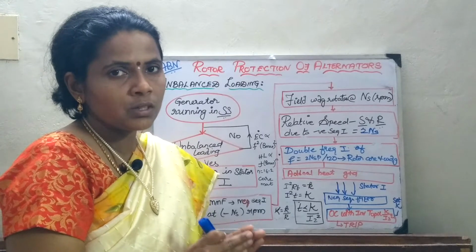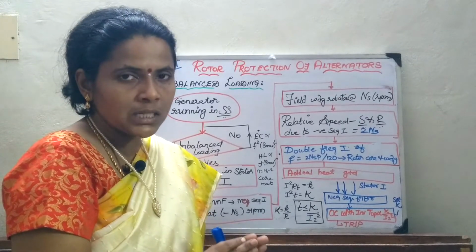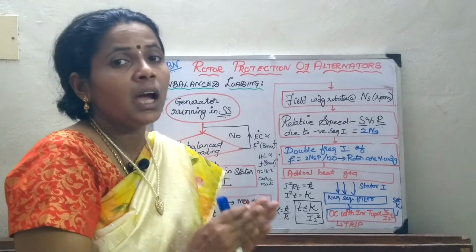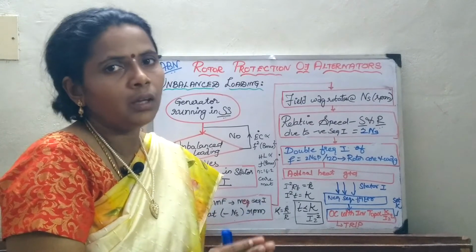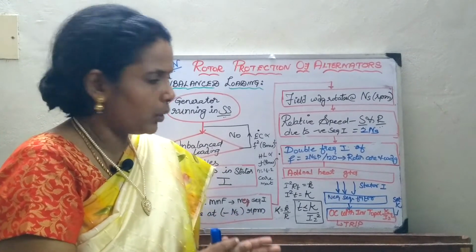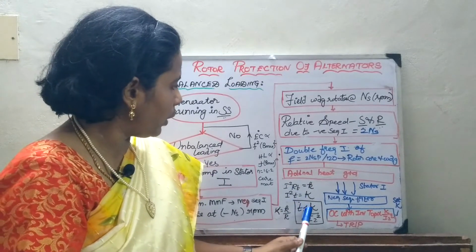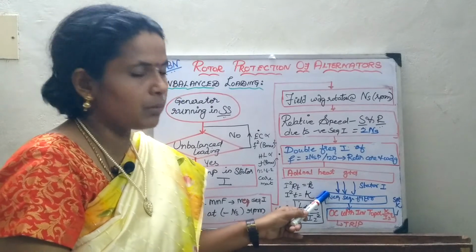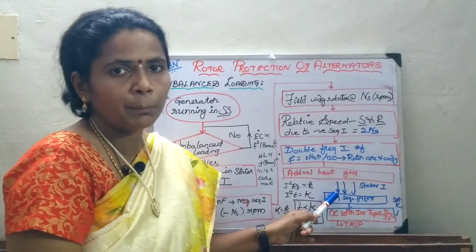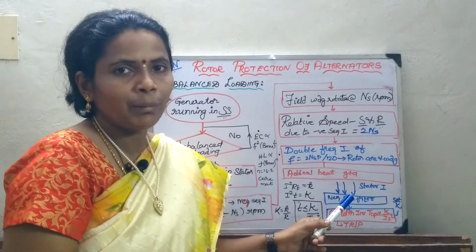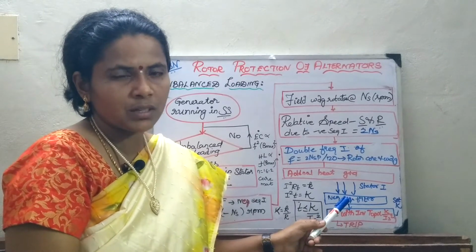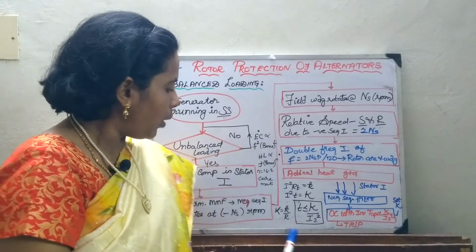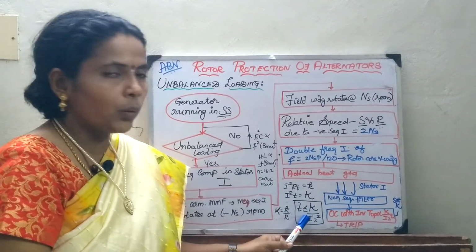But here, what was the problem identified in unbalanced loading? It is the negative sequence current, which induces a double frequency current between your stator and the rotor. Now this part gives the protection mechanism against unbalanced loading. The main drawback is the negative sequence current, which you have to filter, and this characteristic is an operating characteristic similar to your overcurrent relay.